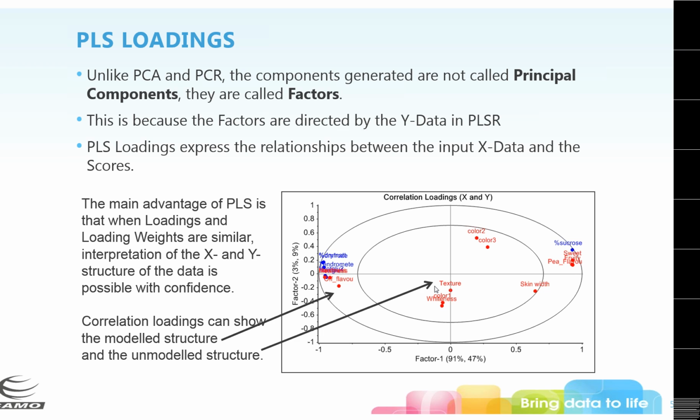So when we're in the partial least squares arena, when we have the components, they're not called principal components like they are in some of our other analyses, but they're called factors. And the reason why we call them factors is that the factors are directed by the Y data, so they are connected very significantly to your Y data.